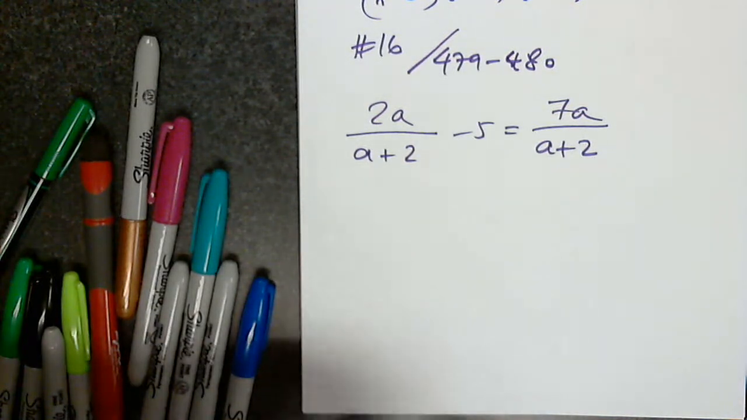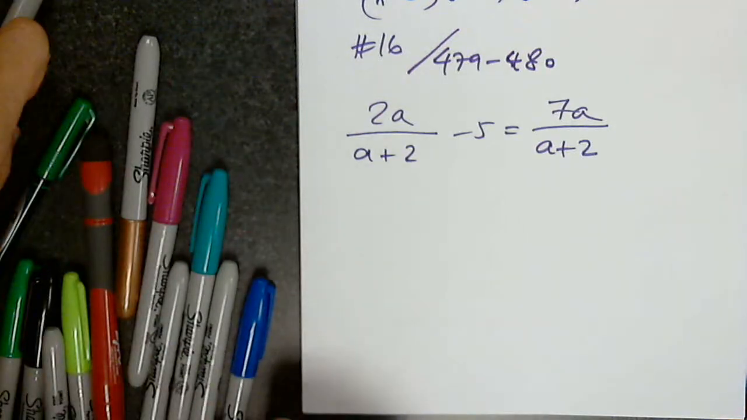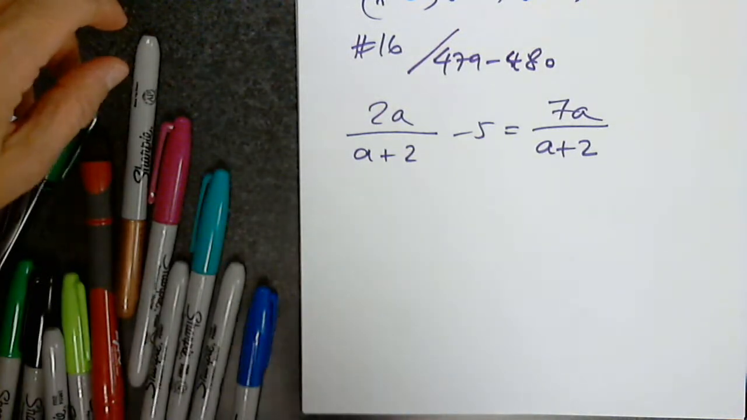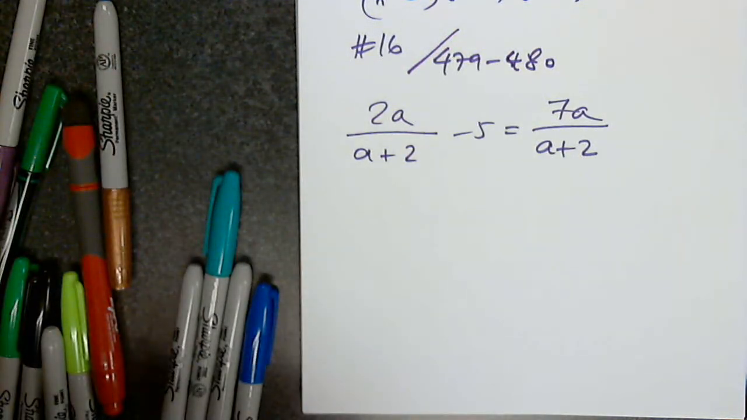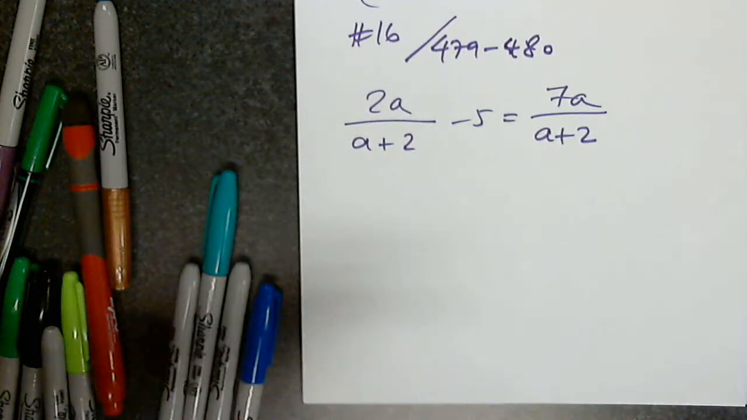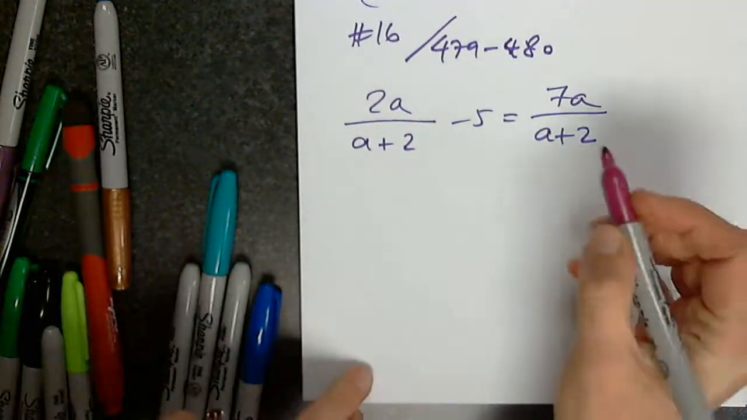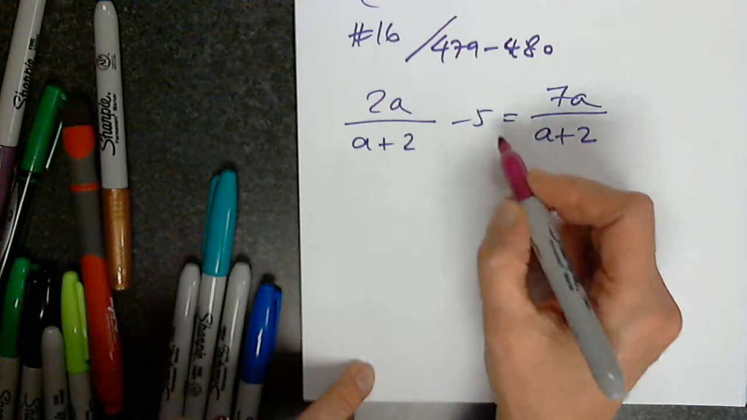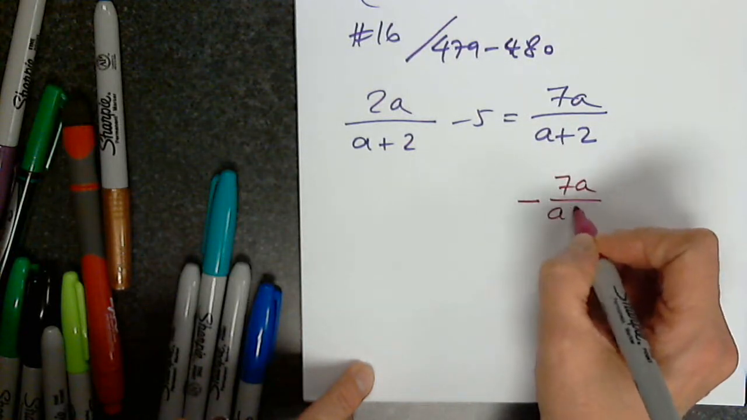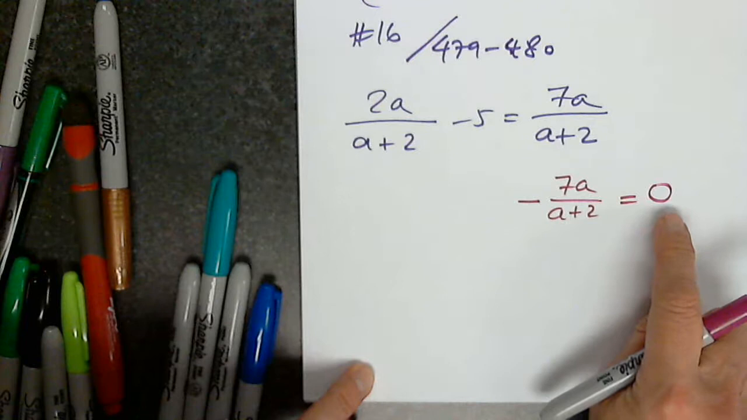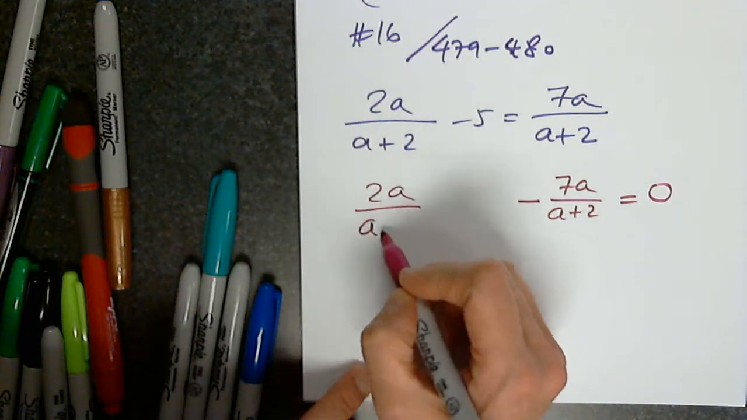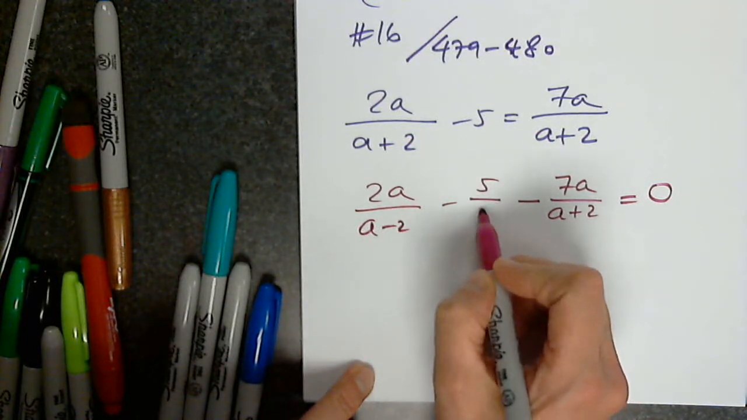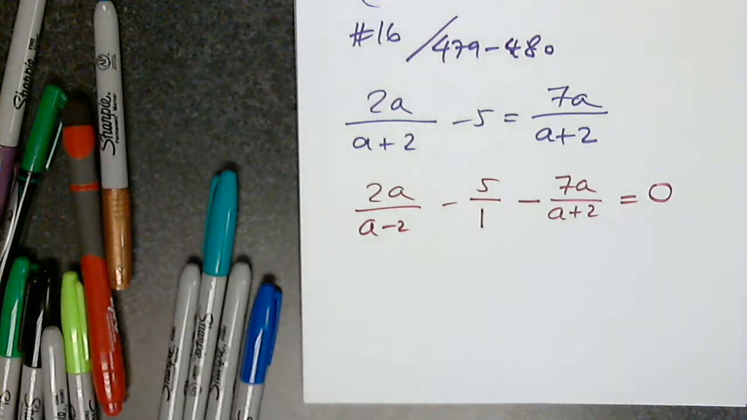What will be the first step? Let's work on this together, and then we'll find the next one to work on individually. So what will I have to do first? I recommend, if you like this method, use it. I recommend taking this term to the other side and changing its sign. But you have to have 0 on one side. So you copy 2a over a minus 2. You copy -5 over 1. And then -7a over a plus 2.